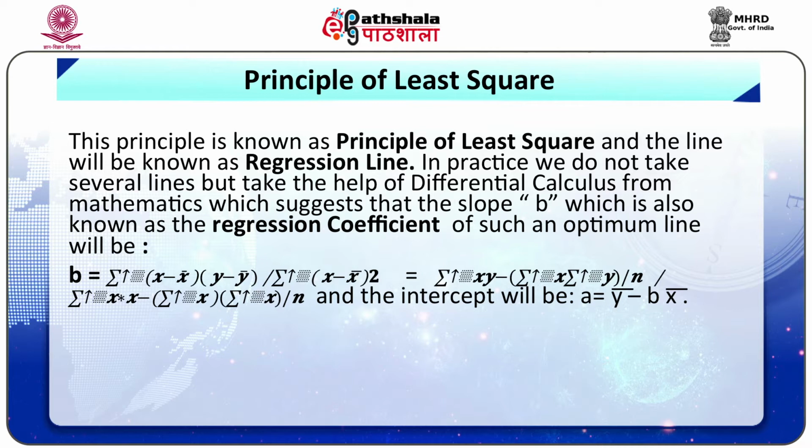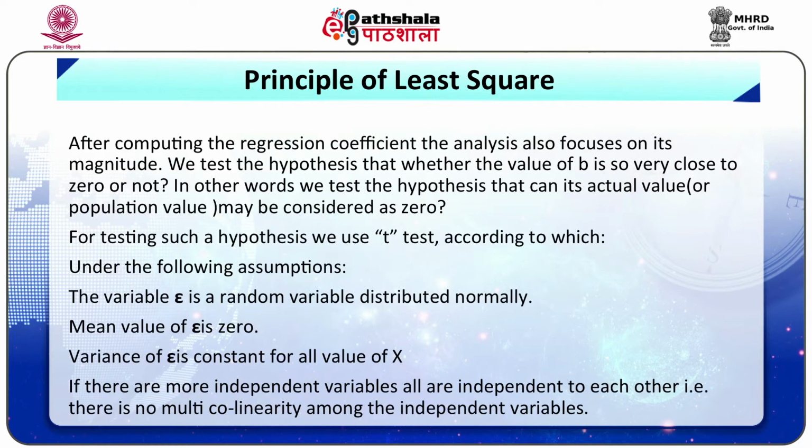After computing the regression coefficient, the analysis also focuses on its magnitude. We test the hypothesis of whether the value of b is very close to 0 or not. In other words, we test the hypothesis that its actual value or population value may be considered as 0.